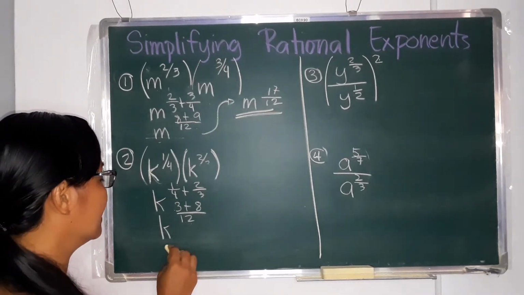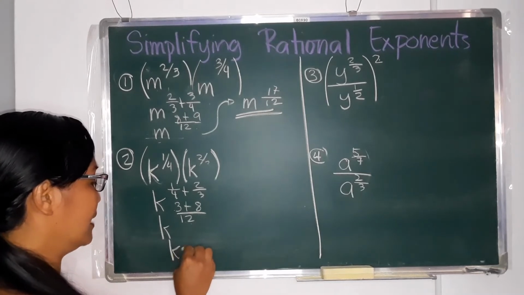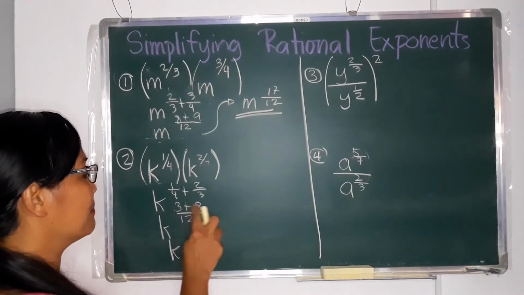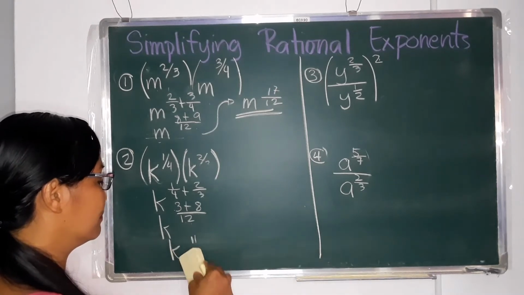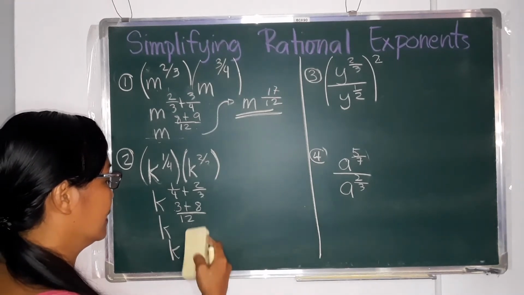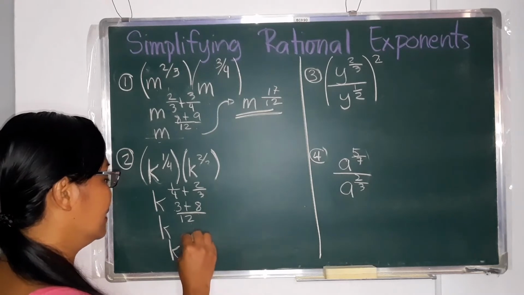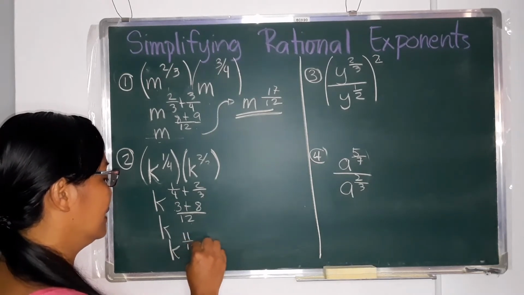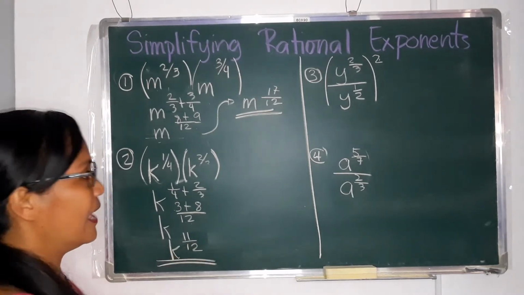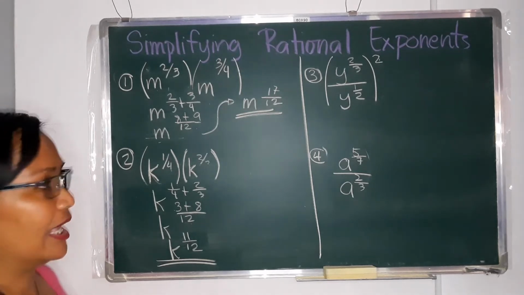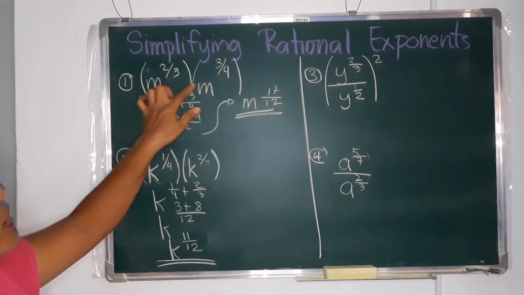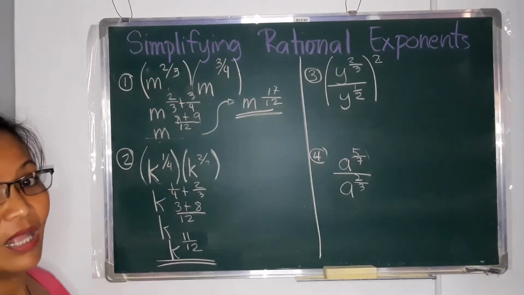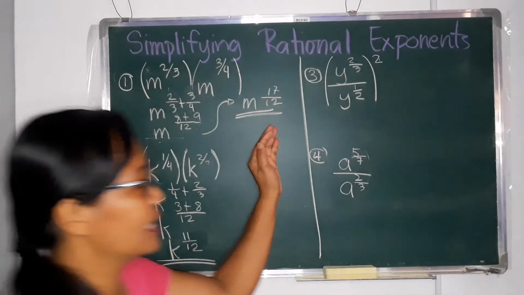Next, simplify. K is equal to 3 plus 8, 11 over 12. So k raised to 11 over 12. So this is our final answer. Okay. So in examples number 1 and 2, this is multiplication. Okay. How about examples 3 and 4?